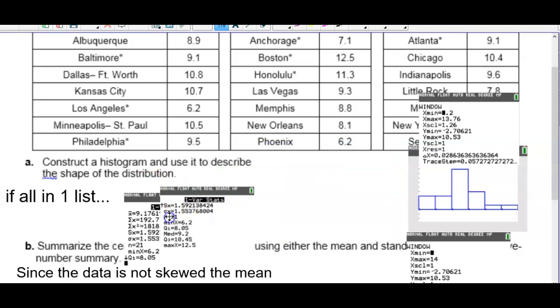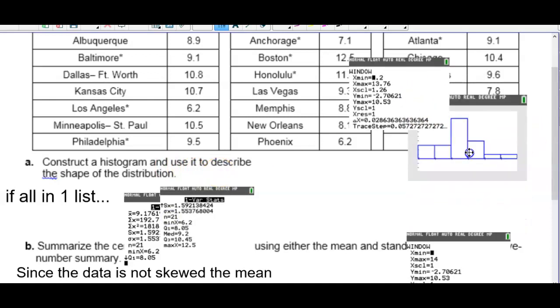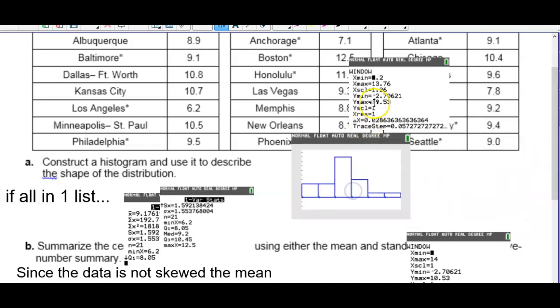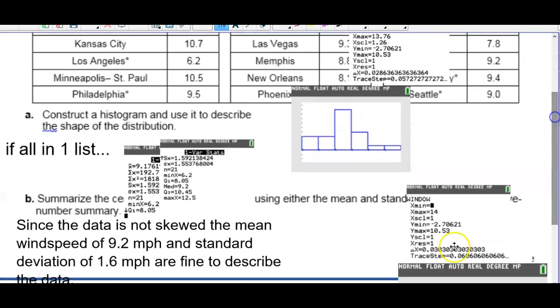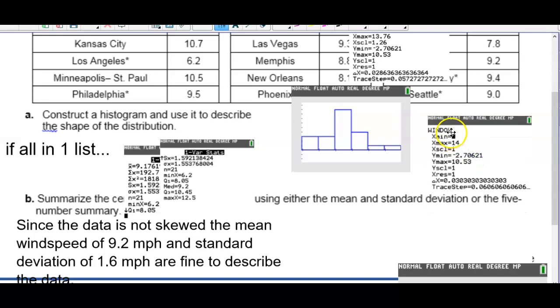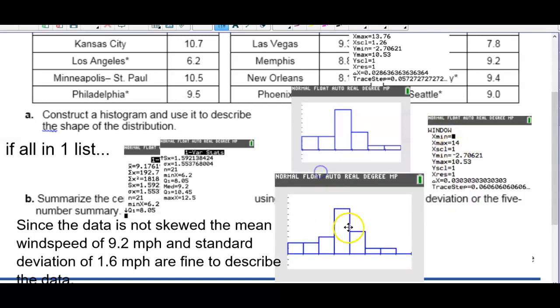It says, construct a histogram. Now, I have two shown here because when I just did the zoom stat, this is what it gave me. But when I looked at the window, it was really wonky. It's cutting off every 1.26. So I also redid it, setting the window up to count by ones. And then this is what it looked like, okay?